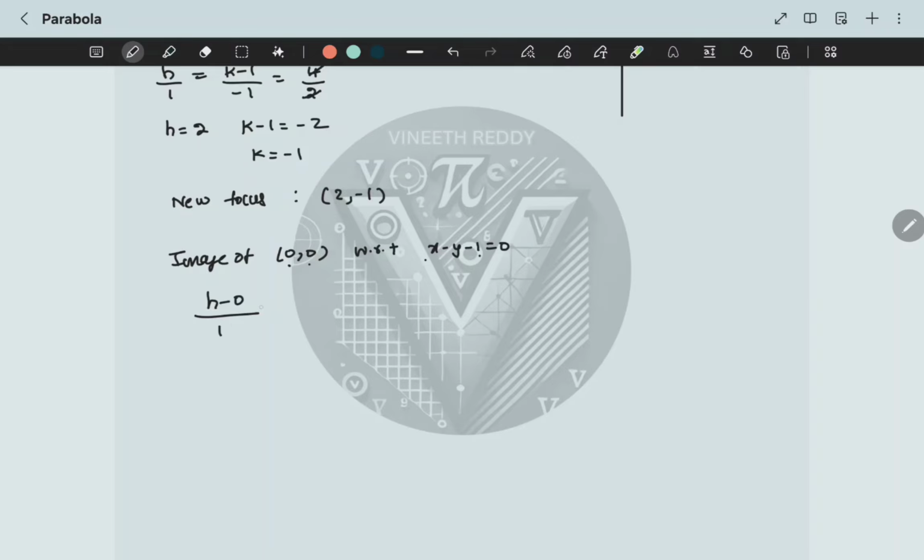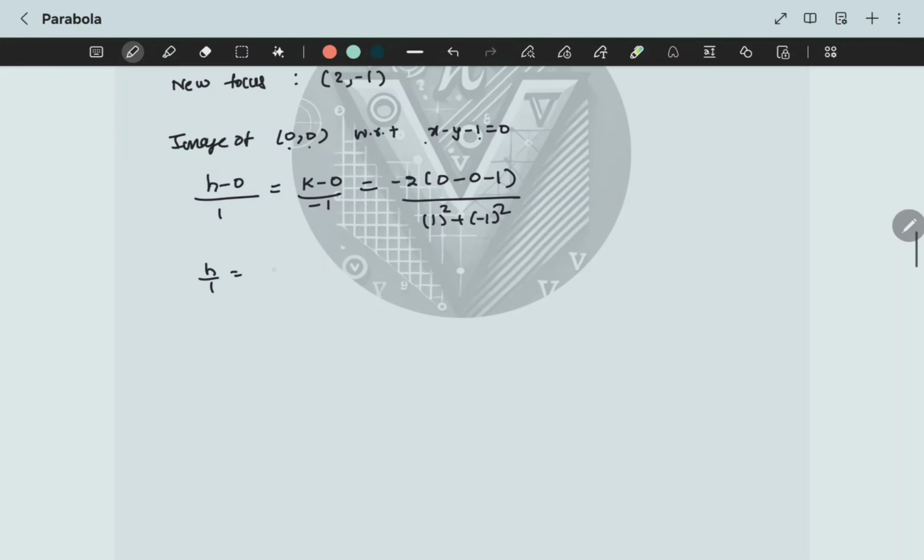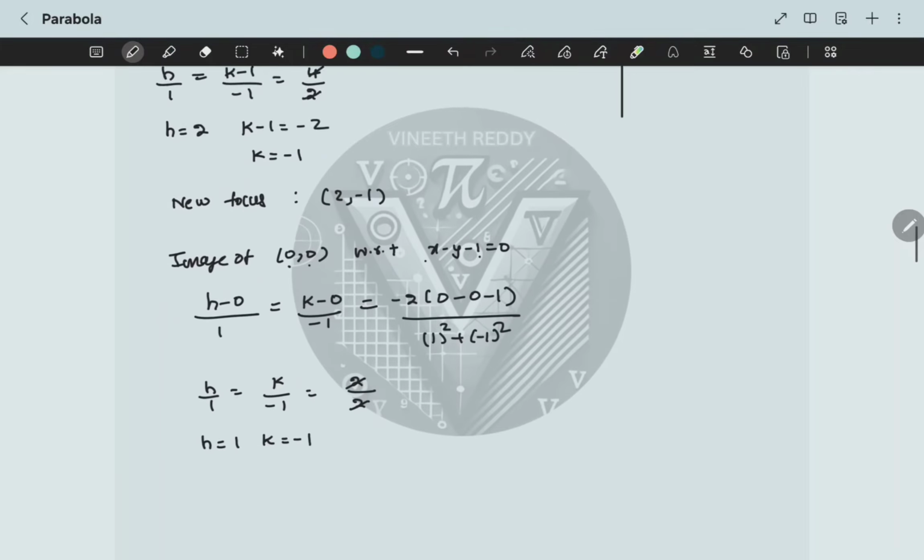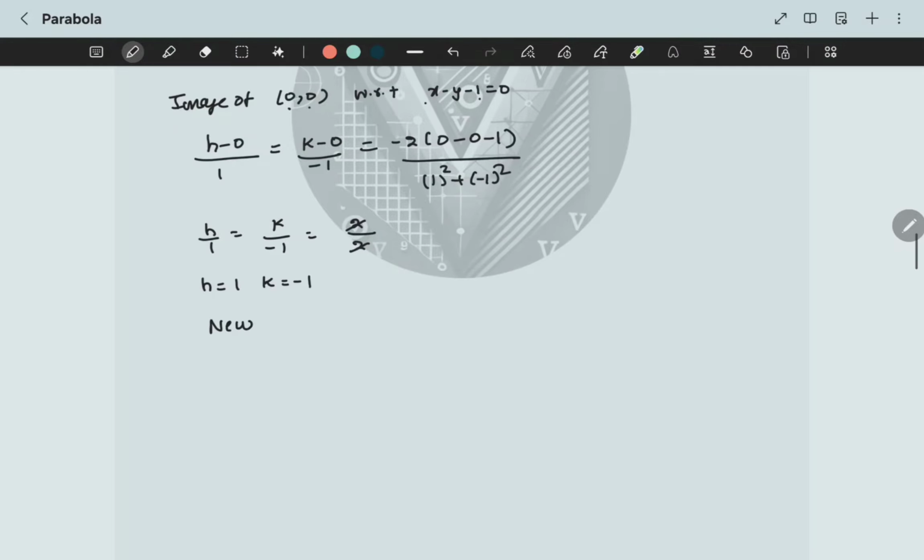Okay, so (h minus x1) by a is equal to (k minus y1) by b is equal to minus 2 times (a x1 plus b y1 plus c) divided by (a square plus b square). So we get h by 1 is equal to k divided by minus 1 is equal to minus 2 into minus 1, which is plus 2, divided by 2. So this should be 1. Therefore h is 1 and k is minus 1. So that means the new vertex is (1, minus 1).